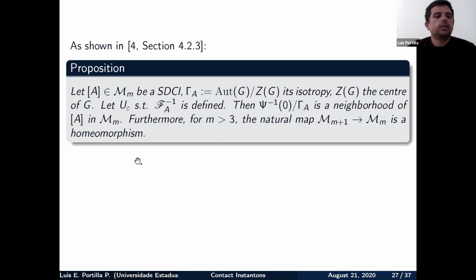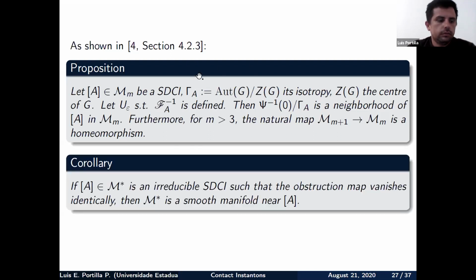In particular, considering irreducible instantons, we obtain a local model for the moduli space of irreducible contact instantons. Furthermore, we can suppress the index because this inclusion is a homeomorphism. This is the same result of Donaldson in the usual case. So for irreducible contact instantons, we have a model of a smooth manifold when the obstruction map is 0. Of course, we don't know when this map is 0, but if it is, the moduli space is a smooth manifold.